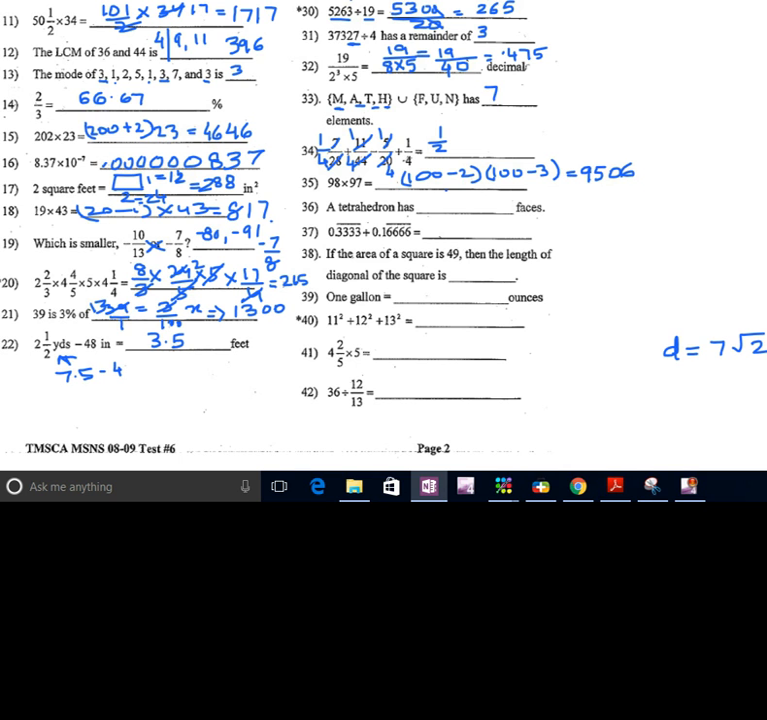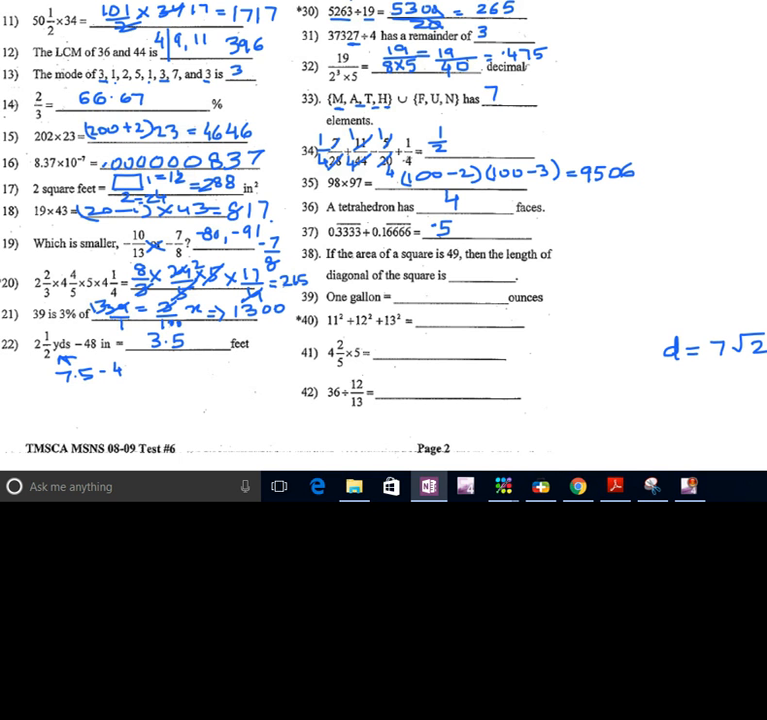Tetrahedron has 4 faces. What's the sum of 0.3 recurring plus 0.1 with 6 recurring? So this will be 0.4 with 9 recurring, and I will say that the answer to this one is 0.5.